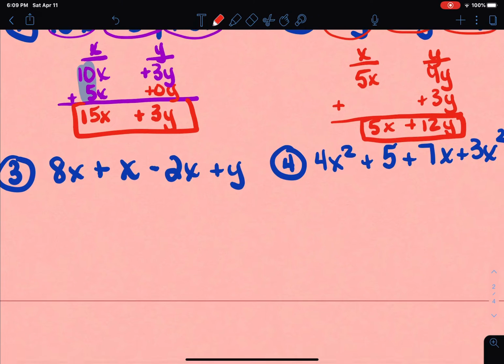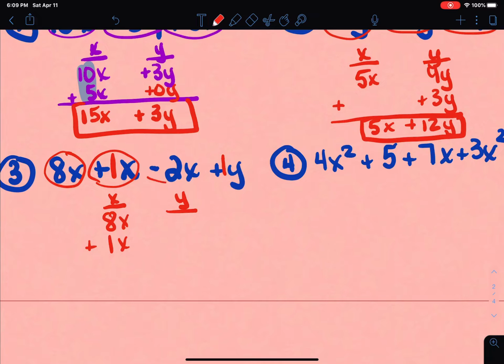Okay. On number 3, I have a couple spots where I have variables and I don't have any numbers. So the first thing I'm going to do is add ones in front. And then I'm going to go through and start to sort. So I'm going to have X's and Y's. So far, I've only used X and Y, just trying to get you back in the swing of how this works. So 8X, positive 1X, negative 2X, plus 1Y.